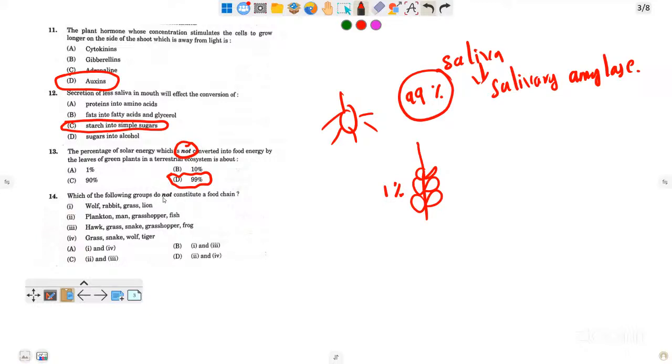Which of the following groups does not constitute a food chain? What about this one? Wolf, rabbit, grass, lion. What about that food chain?